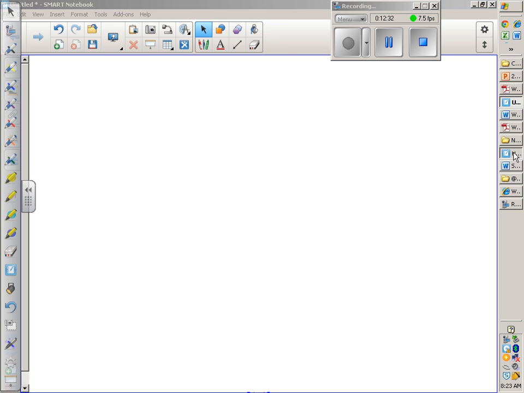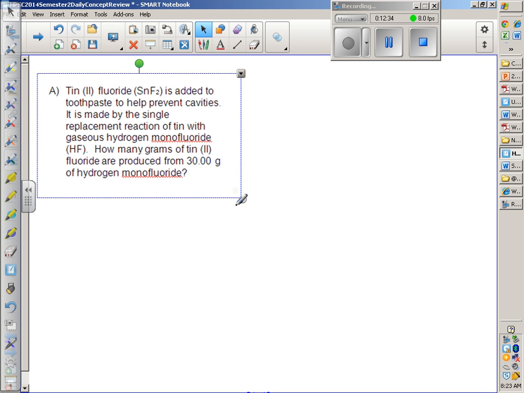All right. So it says, tin 2 fluoride is added to toothpaste to help prevent cavities. You don't have to worry about the Roman numeral number 2. That's something they'll learn in chemistry. Okay? It is made by the single replacement reaction of tin with gaseous hydrogen monofluoride. How many grams of tin 2 fluoride are produced from 30 grams of hydrogen monofluoride?